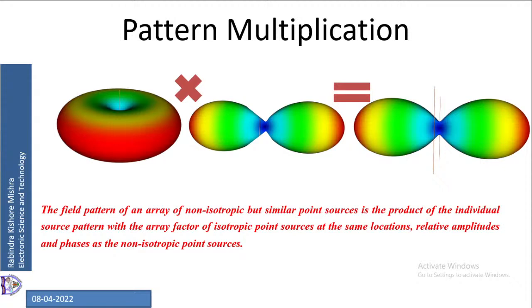The principle is stated in this form. The field pattern of an array of non-isotropic but similar sources is the product of the individual source pattern with the array factor of isotropic point sources at the same location, with the same relative amplitudes and phases as the non-isotropic sources. This is called the principle of pattern multiplication.